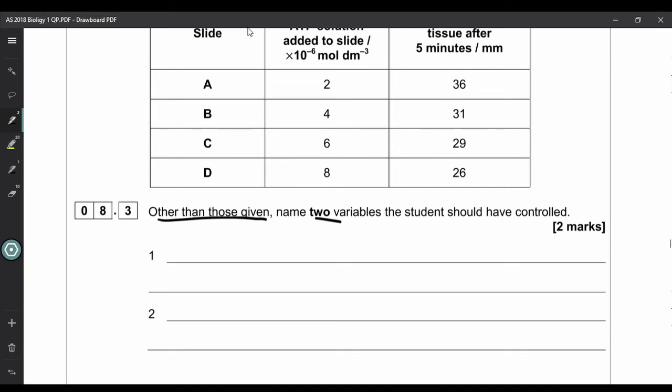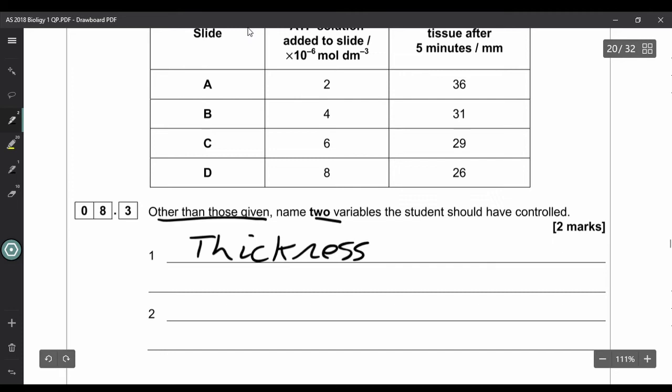Now the reason I've underlined "other than those given" is because some students actually just give some of the variables that we've already stated in the question above to do with time, etc. So you've got to give 2 different variables that haven't already been given. So again, there is a problem with some of the answers that were given. Some students just put thickness.